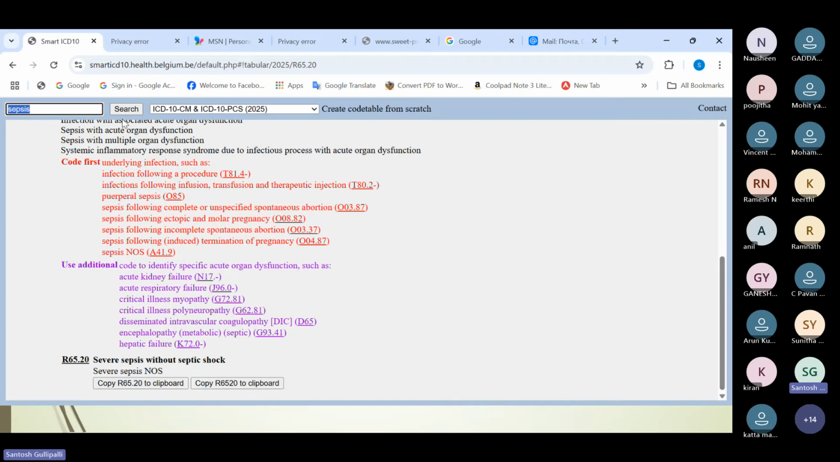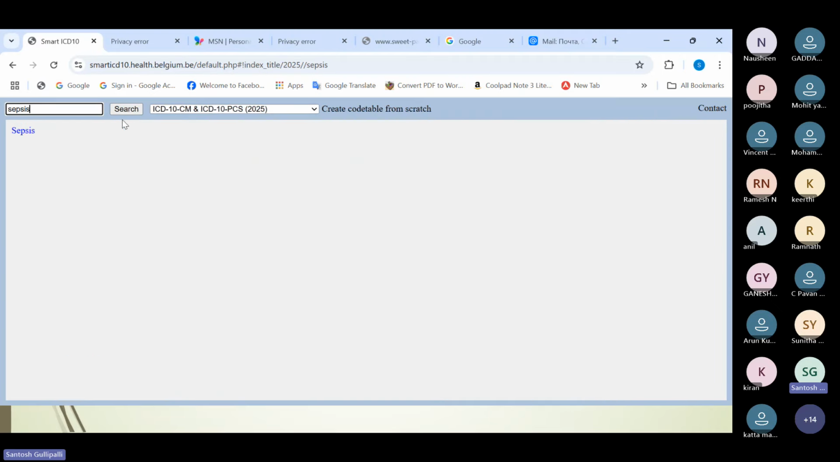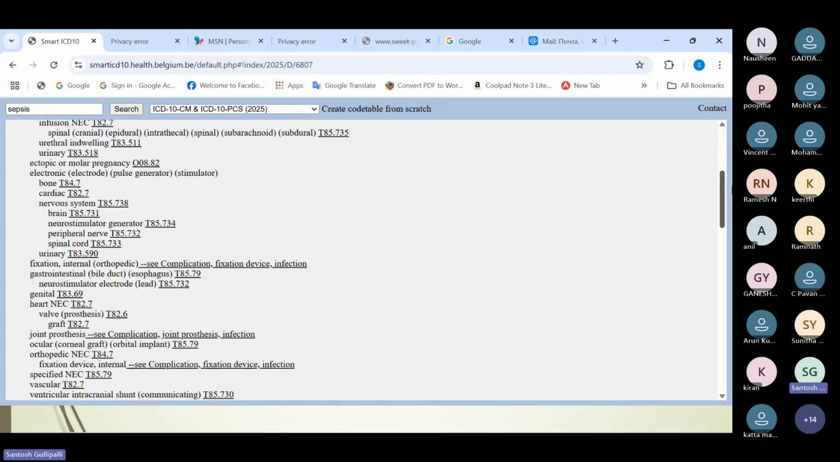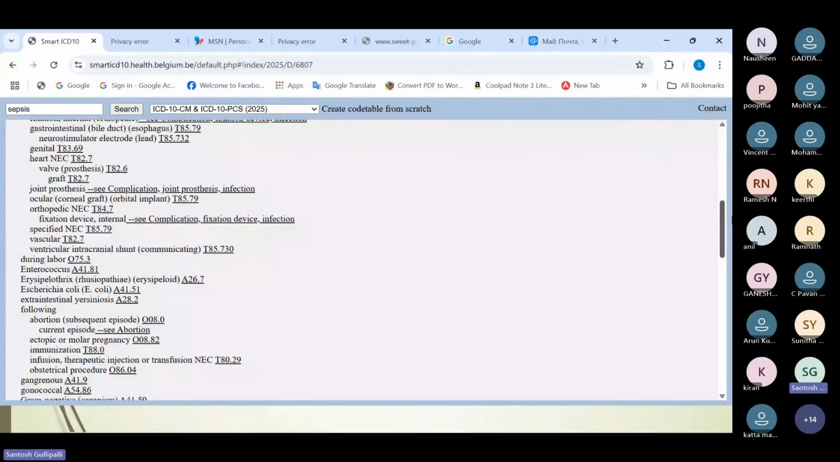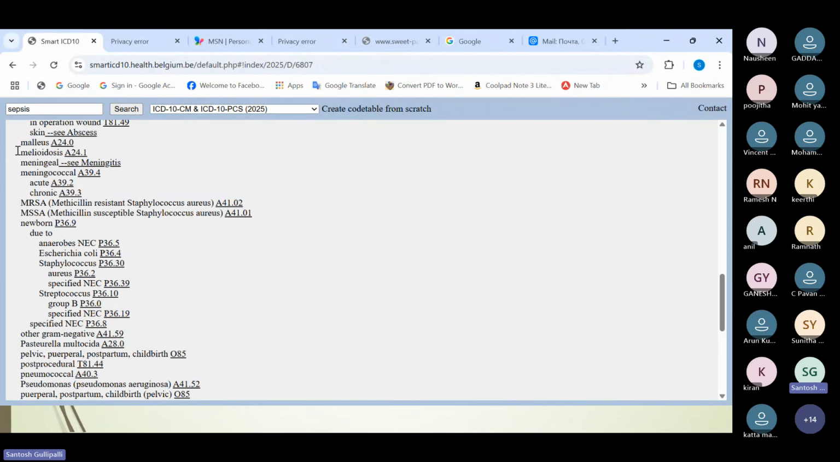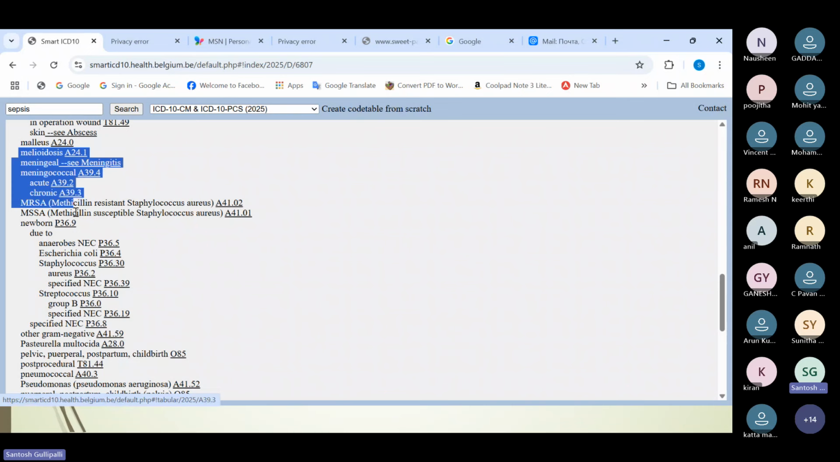Go to sepsis. So sepsis is the main term. This is the alphabetic index, volume 2. This is like an English dictionary, you can check for sepsis.